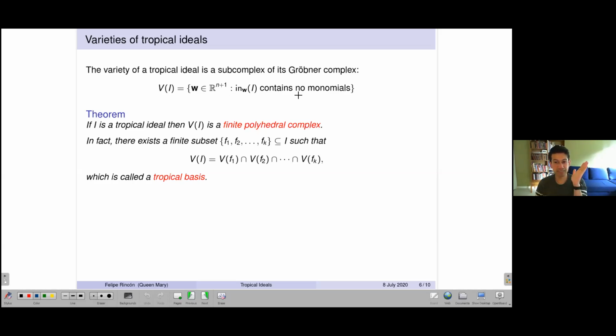Remember, the tropical variety is the condition that for every polynomial, the minimum is attained at least twice. And that just means that the initial terms of all the polynomials are never a monomial, they're only binomials or more. And that's exactly the condition that the initial ideal has no monomial. So it's a subcomplex of the Grobner complex.